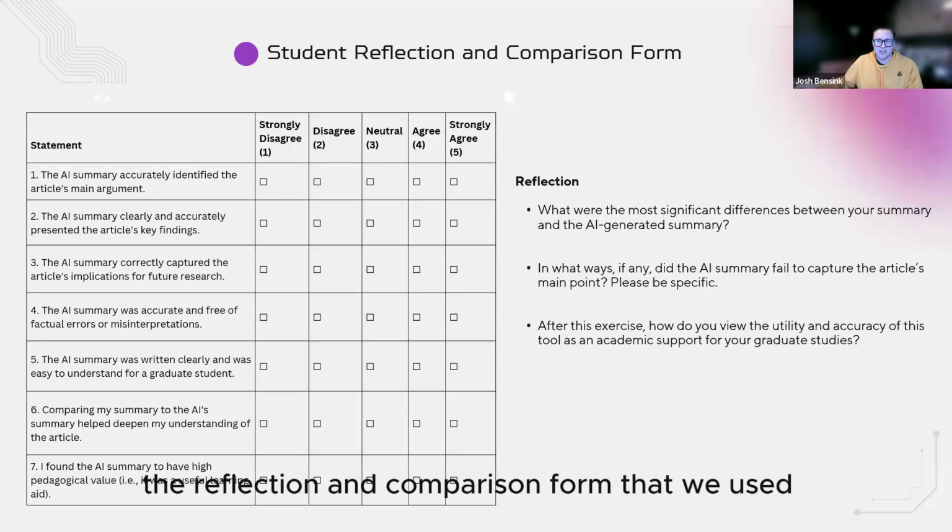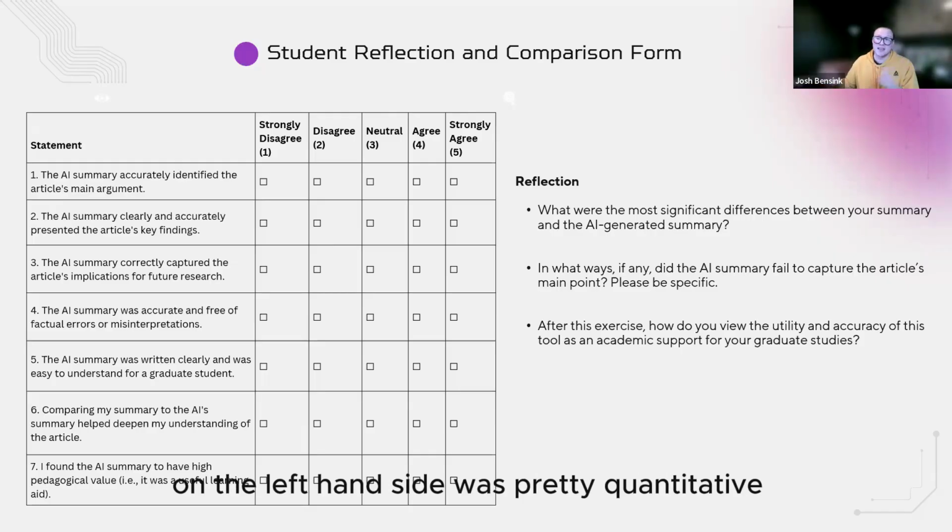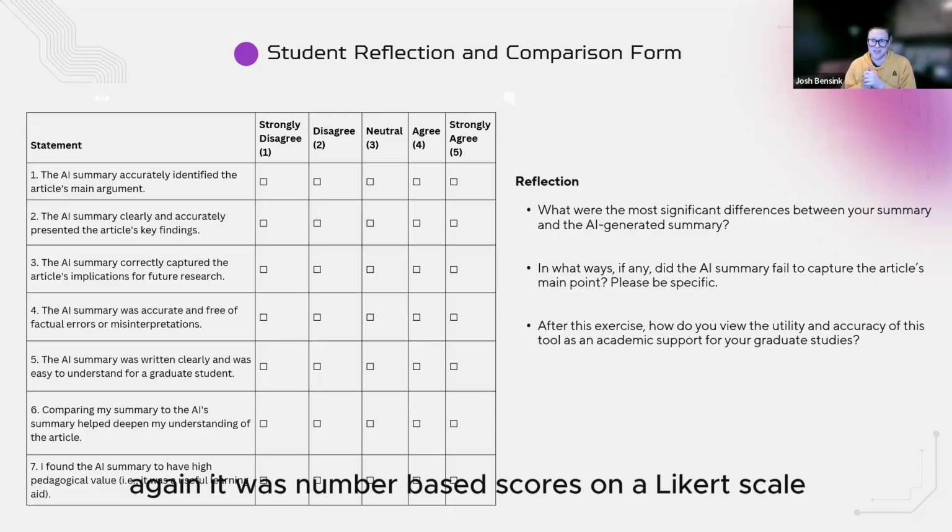The reflection and comparison form that we used was pretty much on a smaller Likert scale, 1 to 5, 1 being strongly disagree, 5 being strongly agree, and a spot in the center at the number 3 mark for being neutral. And so we did a mix of quantitative and qualitative evaluation for this intervention. Of course, our comparison form on the left-hand side was pretty quantitative. Again, it was number-based scores on a Likert scale.